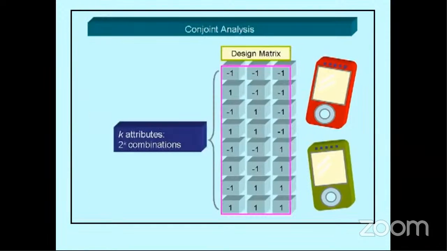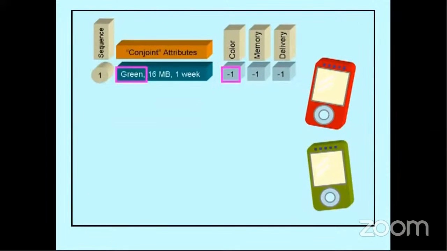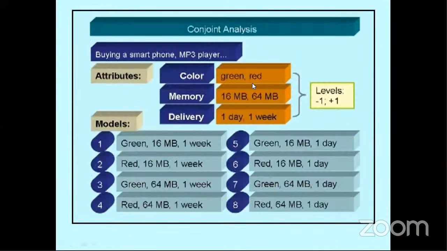Now this is a design matrix which has 2 raised to k combinations. What does 2 raised to k combinations mean? Here we were having two levels in each attribute. So how many attributes are there with two levels? Three. So 2 to the power 3 gives 8 combinations.